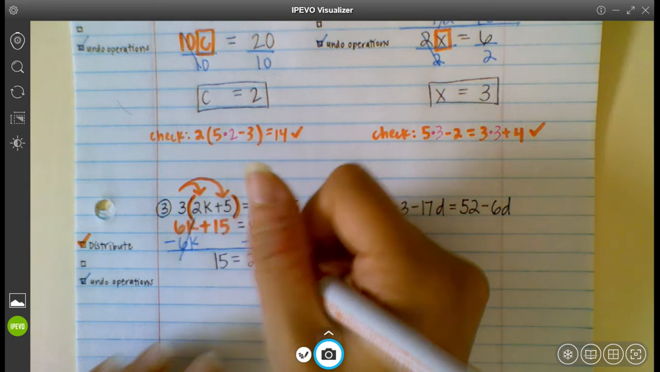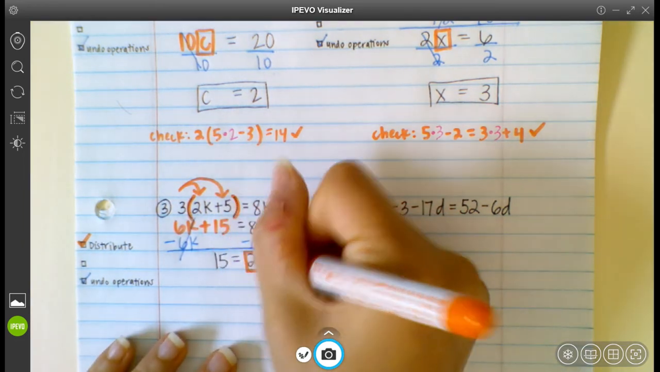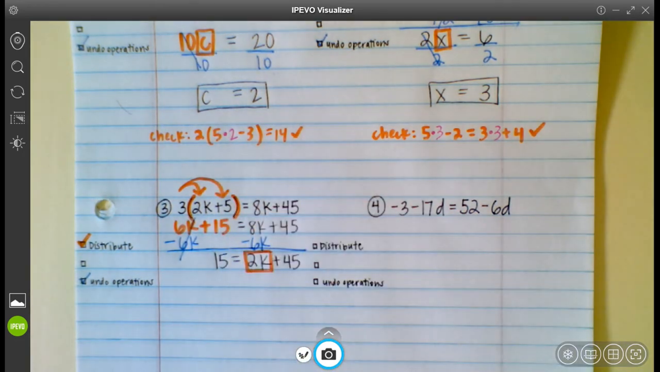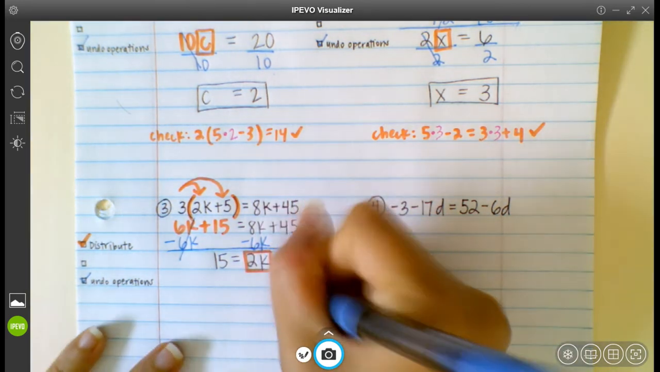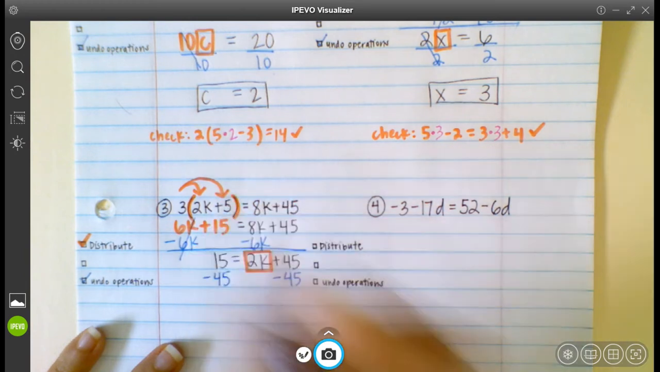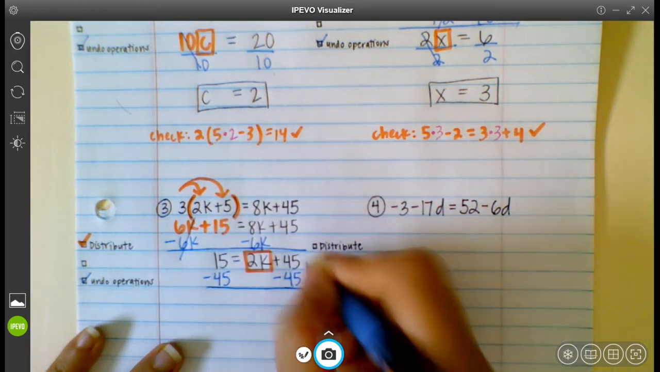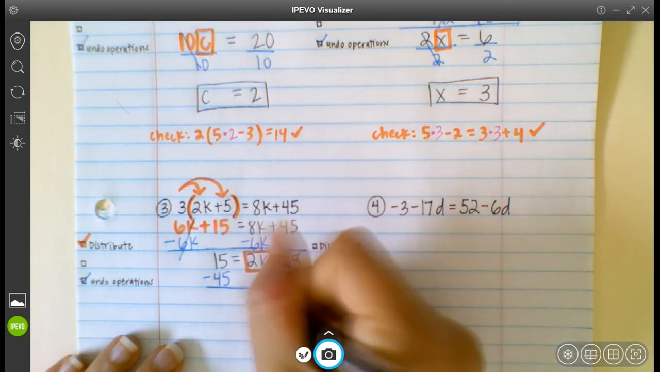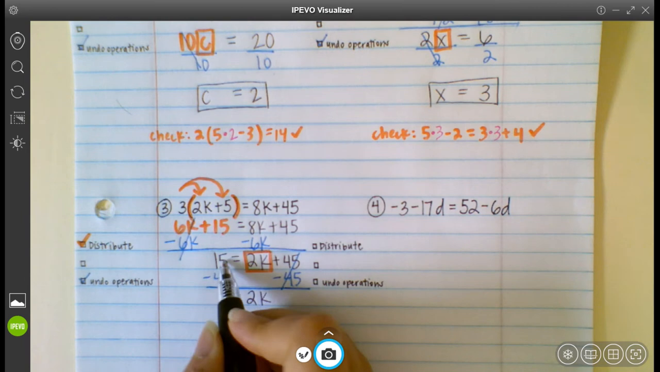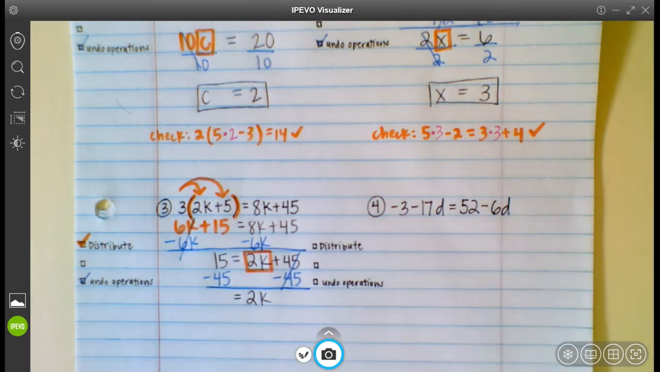Now, we want to get this 2k by itself so we can solve for k. So let's not add 45, let's undo that. So subtract 45 from both sides of our equal. The 45s undo each other, leaving us with 2k on the right side, and 15 minus 45 is negative 30.